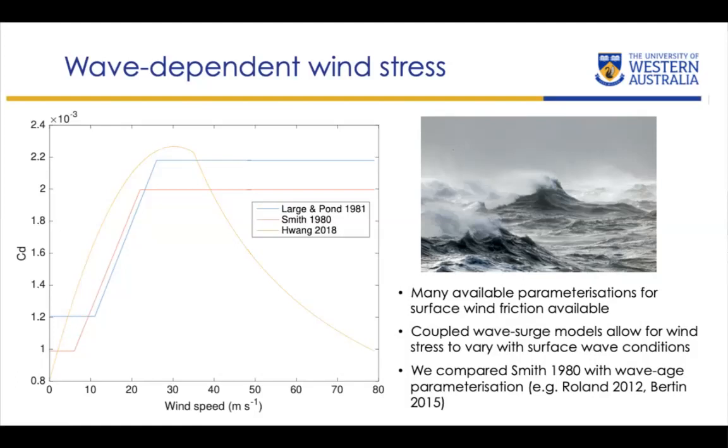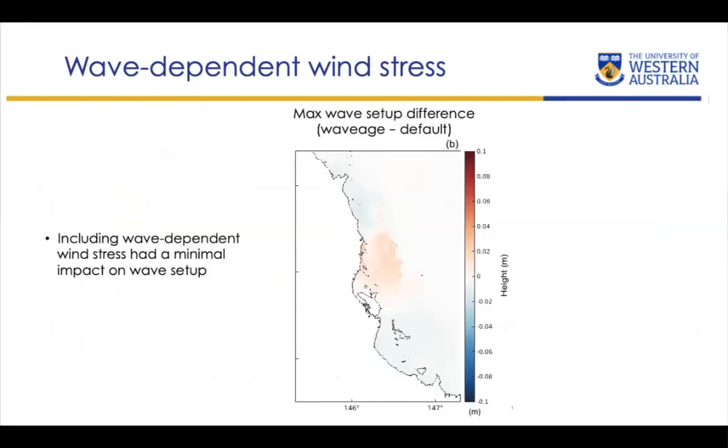So we compared 2 of these: the Smith 1980 parameterization and the wave age parameterization, which accounts for the wave conditions. This here looks at the maximum wave setup difference, the wave age, so the wave-dependent wind stress, minus the default where it's not dependent on waves, and the wave setup actually changed very little. Between the 2 runs, it's almost a negligible difference.